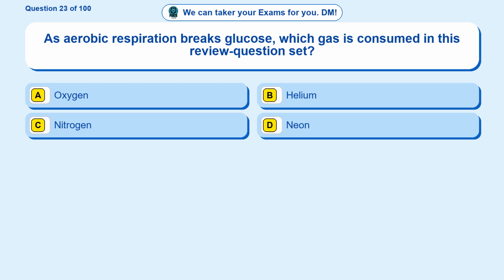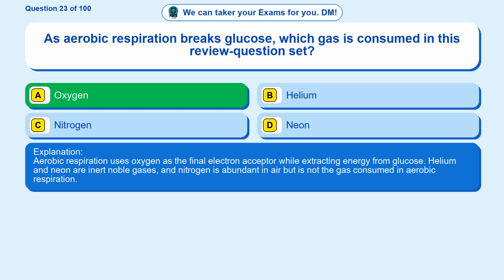Question 23. As aerobic respiration breaks down glucose, which gas is consumed in this review question set? Option A, oxygen. Option B, helium. Option C, nitrogen. Option D, neon. The correct answer is option A, oxygen. Aerobic respiration uses oxygen as the final electron acceptor while extracting energy from glucose. Helium and neon are inert noble gases, and nitrogen is abundant in air but is not the gas consumed in aerobic respiration.